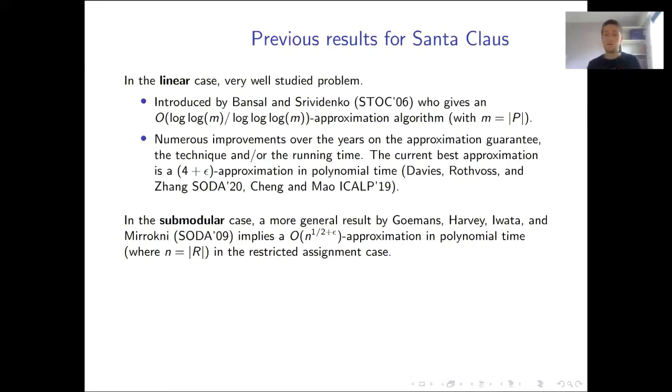And in the submodular case, we have a more general result by Kumans et al. in SODA 2009 that implies a square root n approximation roughly in polynomial time, where n is the number of resources. So it's a more general result that applies to more general settings than the restricted assignment case, but that's the only thing that we know even for the restricted assignment case. So right now the state of the art stands at square root n.